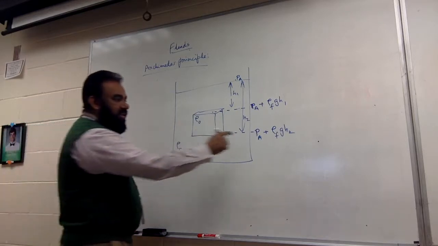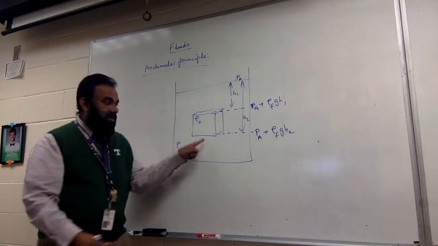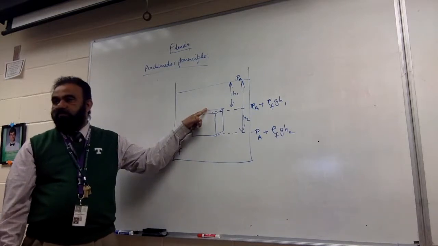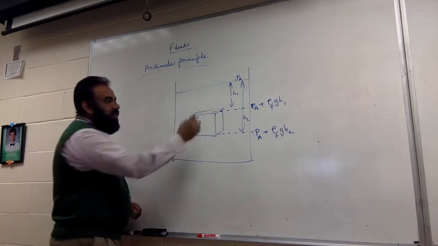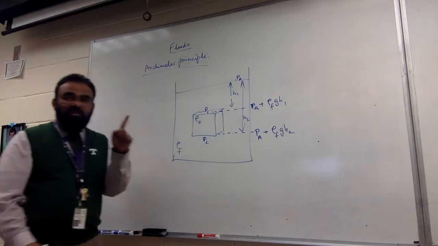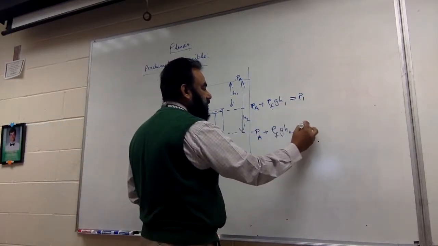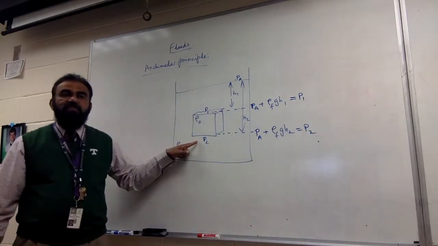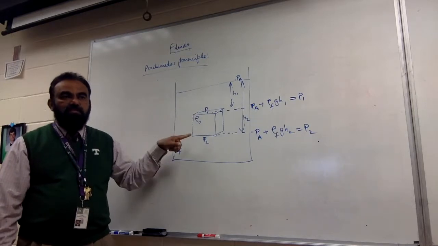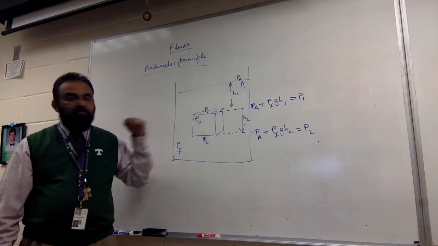The pressure is greater here than here, which means the pressure underneath here is bigger than the pressure from the top. You get it? So let me call this P1. Let me call this P2. P2 is definitely bigger than P1. Always. Not just in this case. In all cases, P2 is bigger than P1.